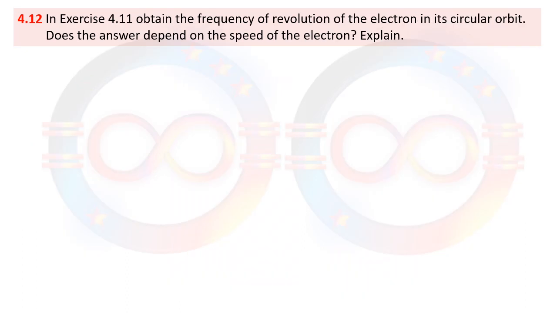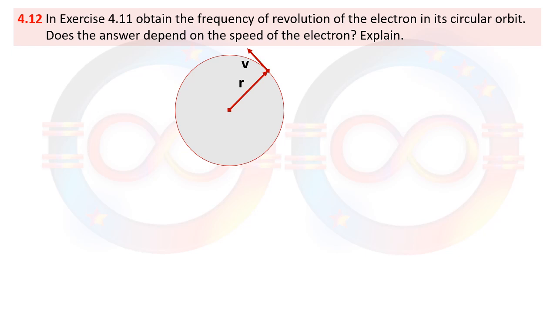Question number 12 is asking that in exercise 4.11, obtain the frequency of revolution of the electron in its circular orbit. Does the answer depend on the speed of the electron? So look at the formula which we are going to get here. First, this is the circular path and this is the radius r. We have to find the frequency.